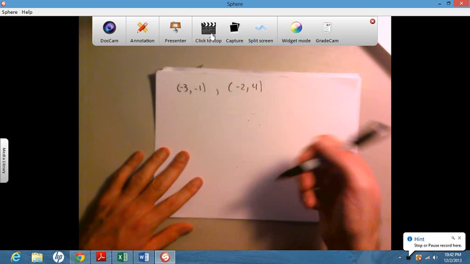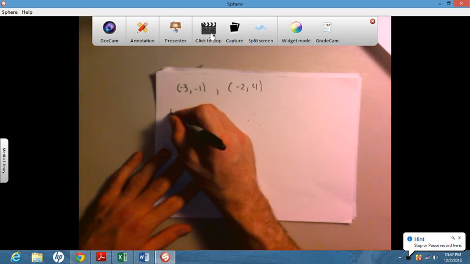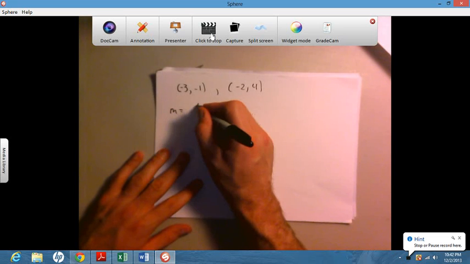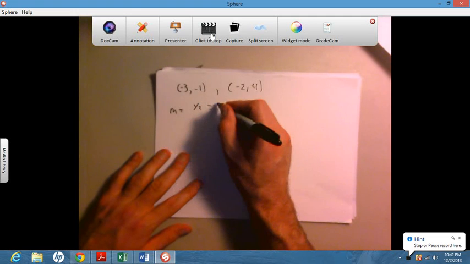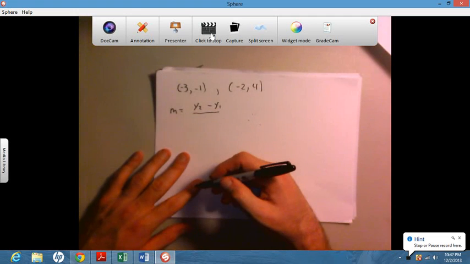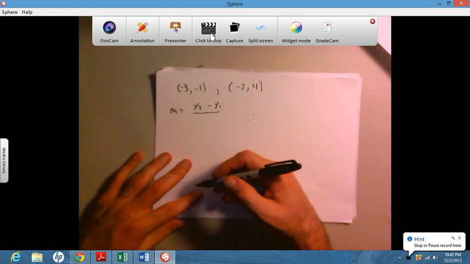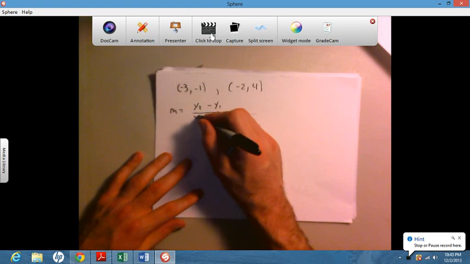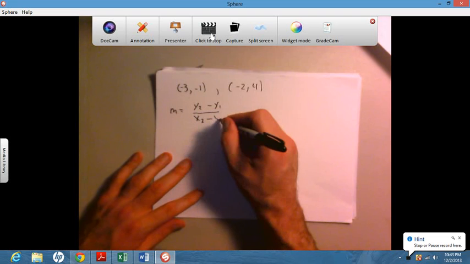Now the slope is defined as y2 minus y1, or the change in y, and it doesn't matter which is your first point and which is your second point, as long as you're consistent. And you'll see what I mean in a second. And x2 minus x1 on the bottom.